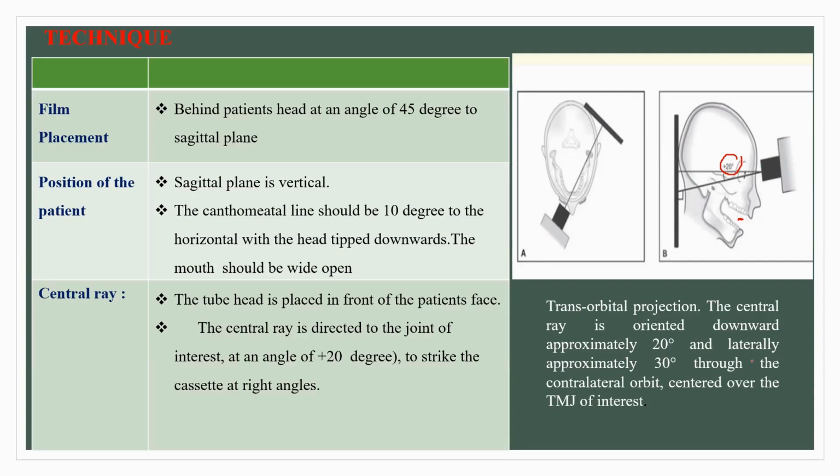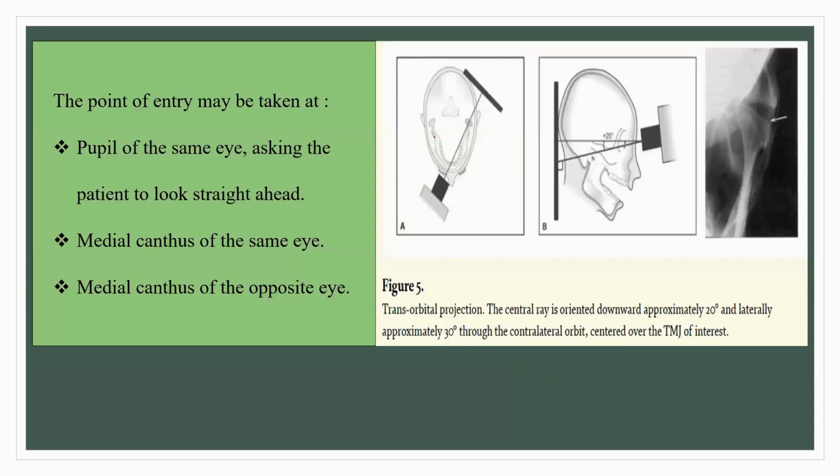Now we'll see from where the central ray can enter. The point of entry may be taken at the pupil of the same eye, asking the patient to look straight ahead. That is one point of entry. Then the medial canthus of the same eye, that is the second one. And the medial canthus of the opposite eye. So the projection can be made from any of these 3 points at an angulation of +20 degree.